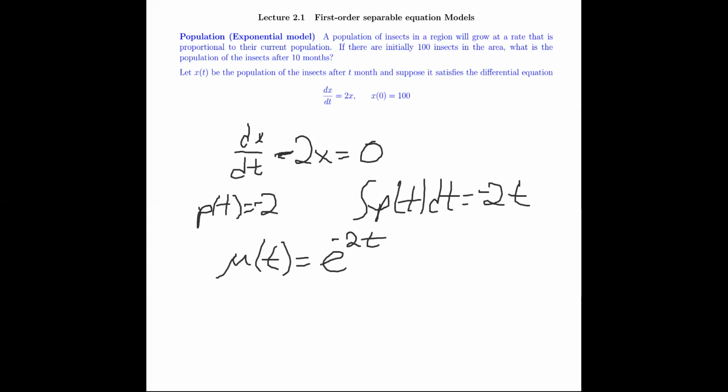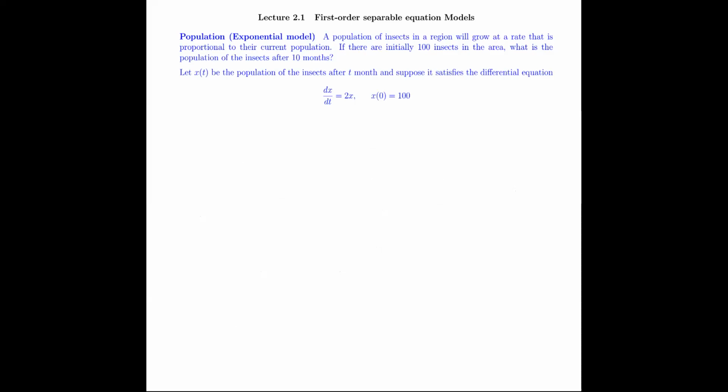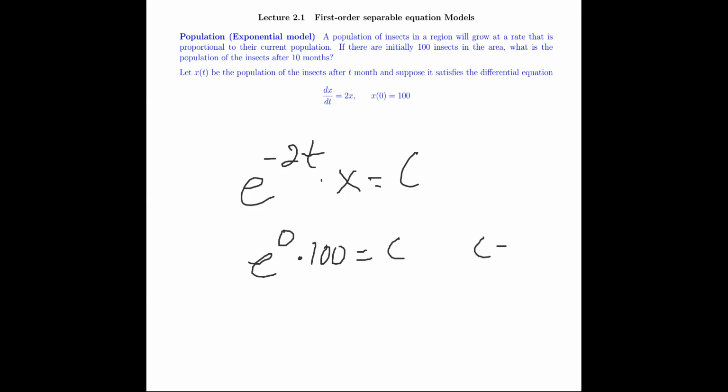We multiply that on both sides, and then we get the derivative of mu of t times x, which is e to the negative 2t times x, is equal to 0 times e to the negative 2t, which is still just 0. Now we want to integrate both sides. We get a constant on the right, and we just get this product on the left once we integrate both sides with respect to t. So we get e to the negative 2t times x is equal to some constant c. Here, x of 0 is 100. This tells us that e to the 0 times 100 is equal to c, or in other words, c is equal to 100. So our equation becomes e to the negative 2t times x is equal to 100, or x is equal to 100 e to the positive 2t.